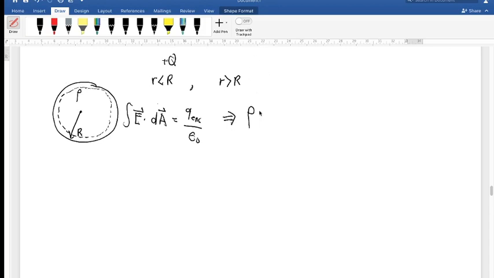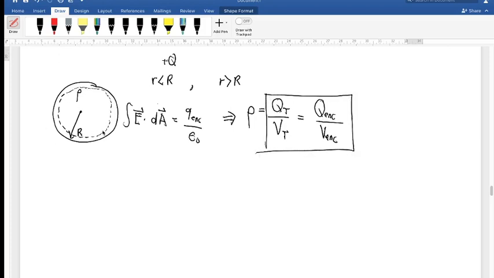So the volume charge density is actually equal to Q over the volume, the total charge over the total volume, right? Since the Gaussian surface is only part of the insulating sphere, just a small part, we have to take the ratio of the enclosed charge divided by the enclosed volume. So we can now find the enclosed charge inside the Gaussian surface inside the insulating sphere.